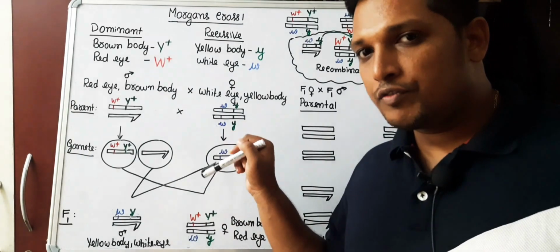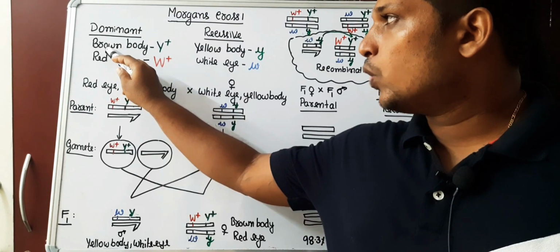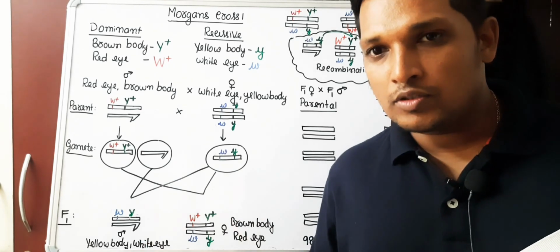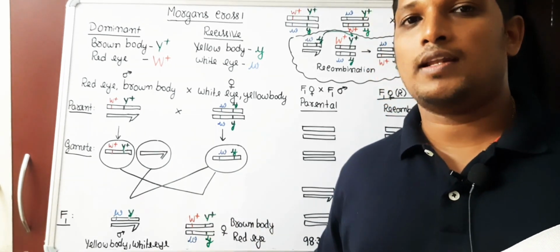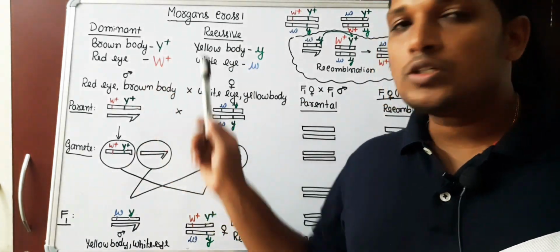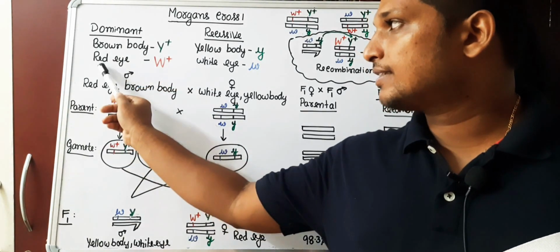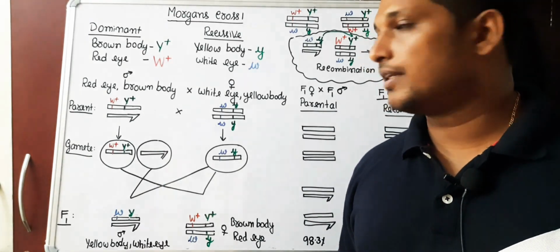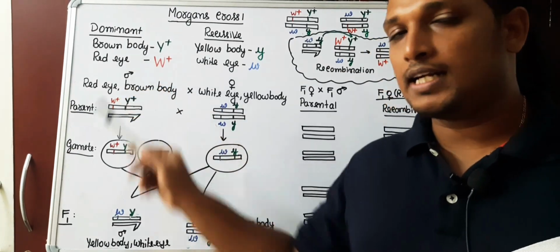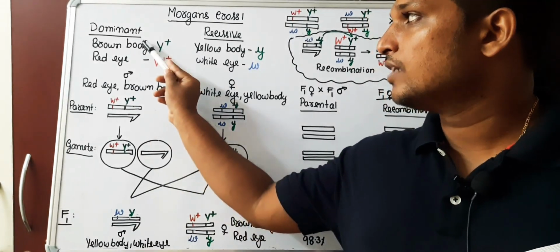Now, while doing crossing of Drosophila, you need to know the wild type. If you find Drosophila around you, most of them have one particular phenotype. Phenotype is external appearance. Most of the Drosophila found around us have a brown body and red eye color. Such Drosophila having brown body color and red eye color are called dominant Drosophila, or you can refer to it as wild type.